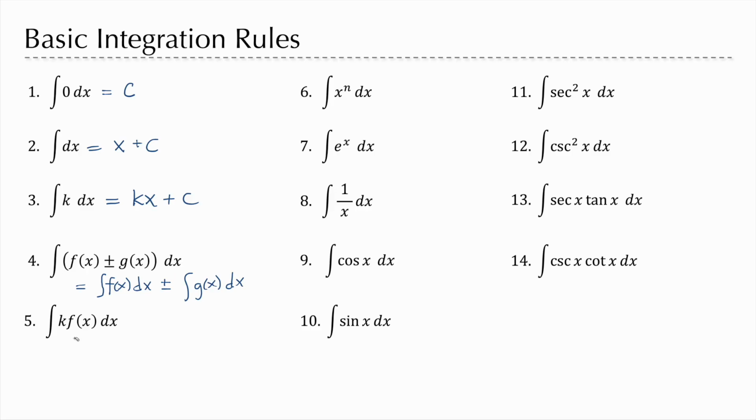Which leads me to number 5, same idea. If you're finding the antiderivative of f of x and it's being multiplied by a number, that number can just go along for the ride. So what you can do here is just find the antiderivative, in this case, capital F of x plus c, but that term, you can just put the k in front and multiply by that.